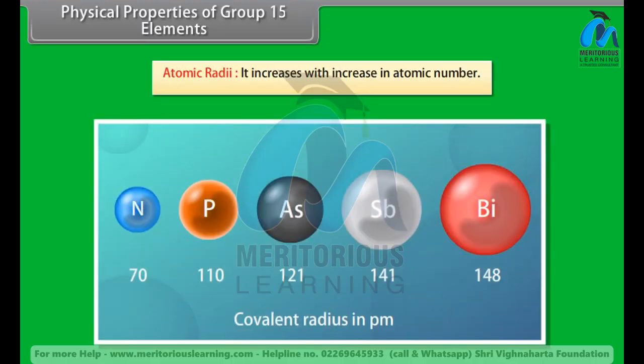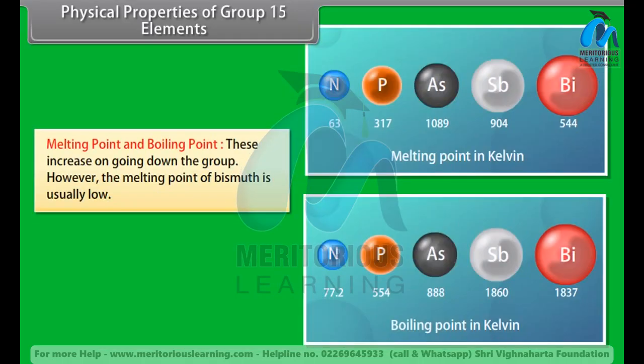Physical properties of group 15 elements. Atomic radii. It increases with increase in atomic number. Melting point and boiling point. These increase on going down the group. However, the melting point of bismuth is unusually low. This may be due to the greater tendency of bismuth to form 3 rather than 5 covalent bonds.